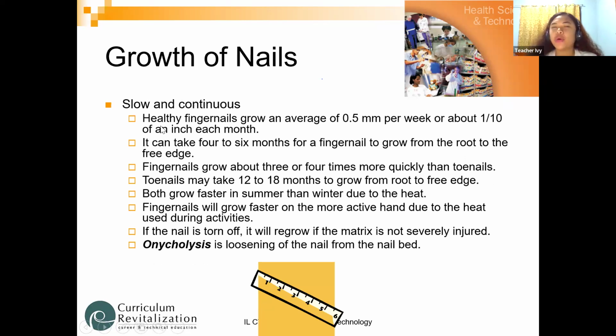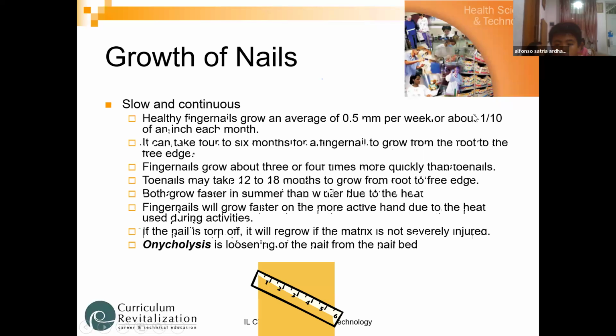What is slow in your language, Alfonso? What is slow in your language? Slow in my language is lambat. Lambat? Yes. Oh, I see. What about continuous? What is continuous in your language, Inda?